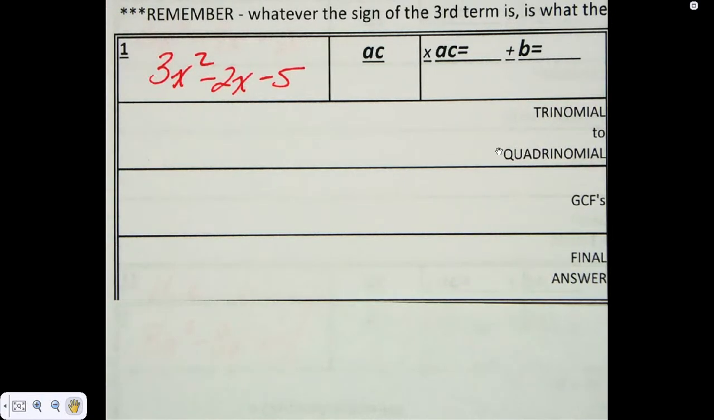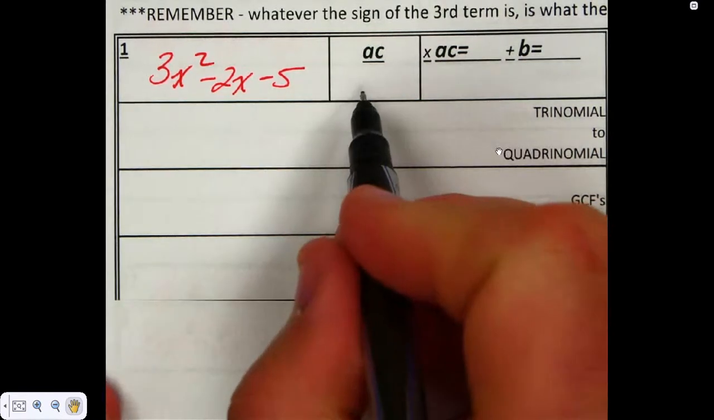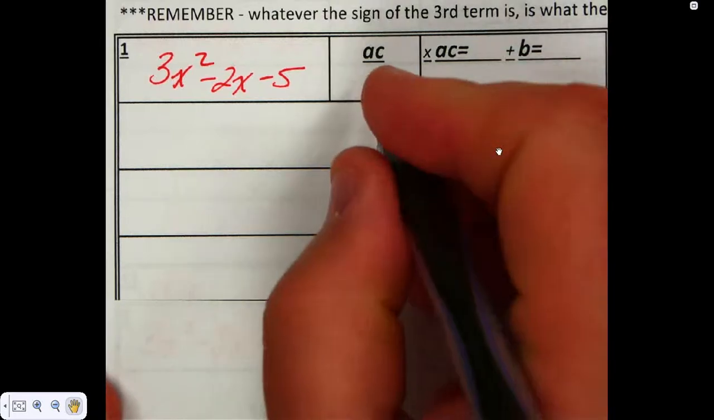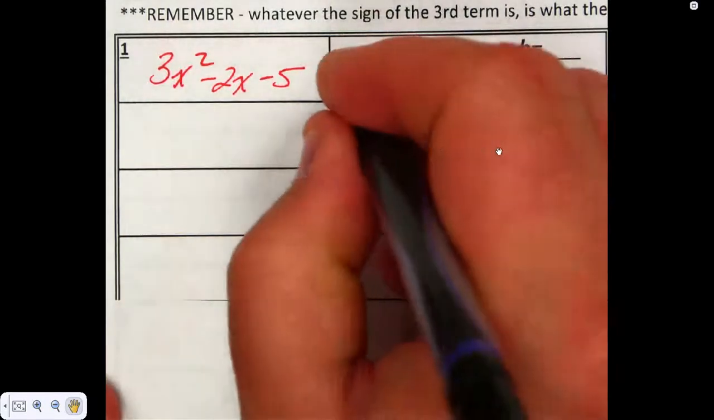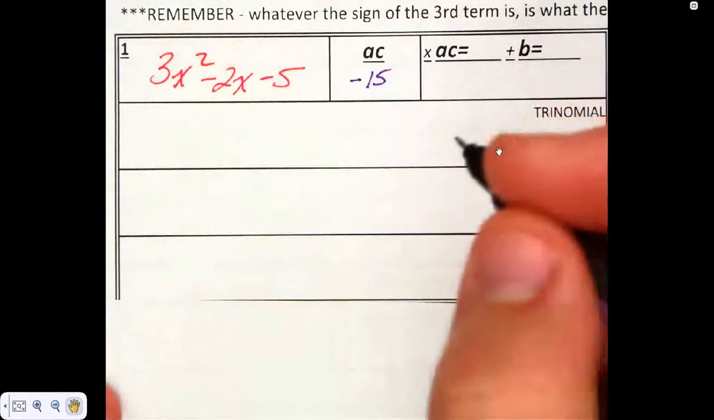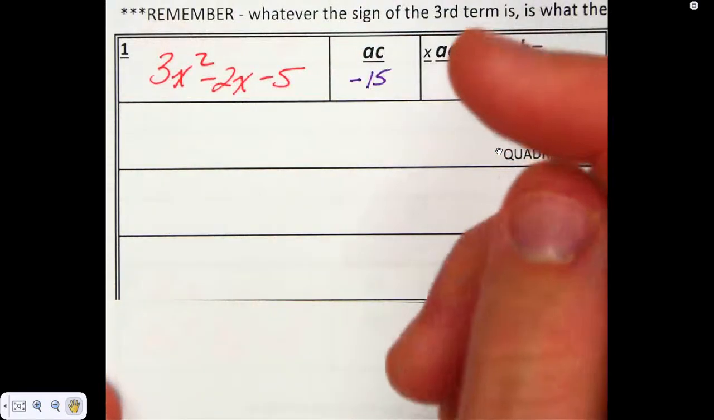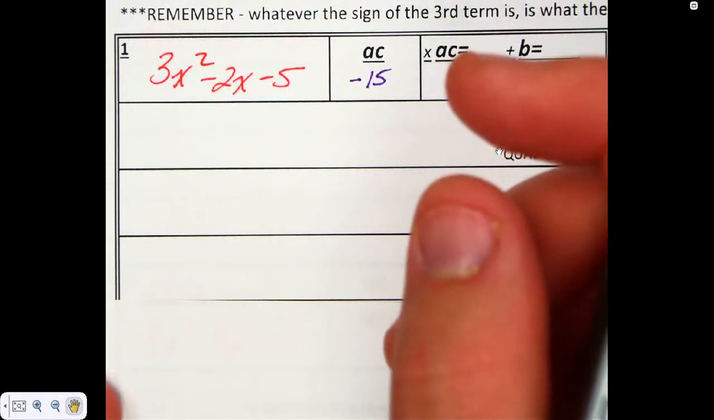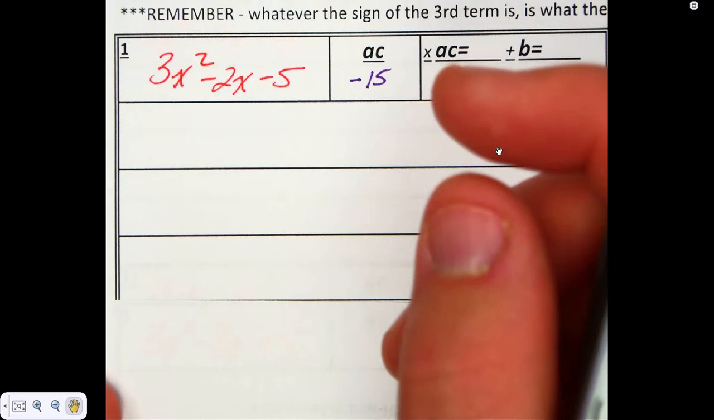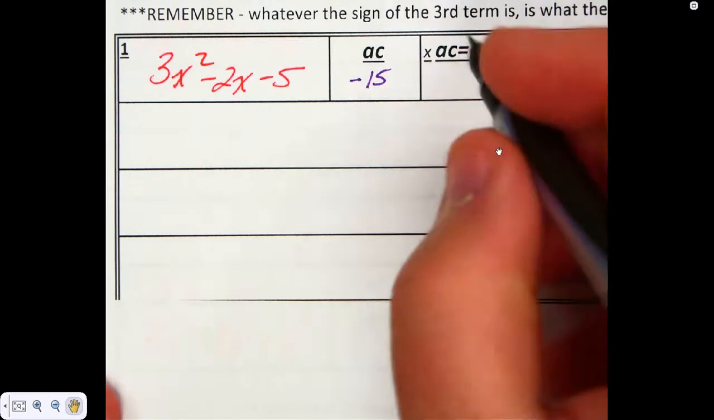Has everyone got number 1 in front of them? Okay, first thing I want you to do, I've got a blank here to write what A times C is, right? What is A times C? Negative 15. And the negative is very, very important.